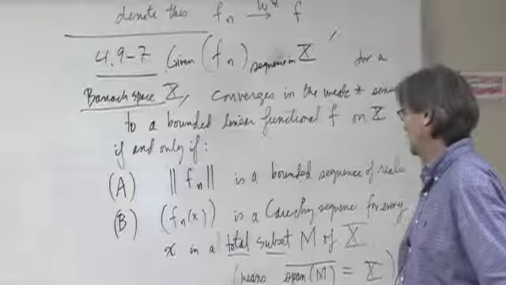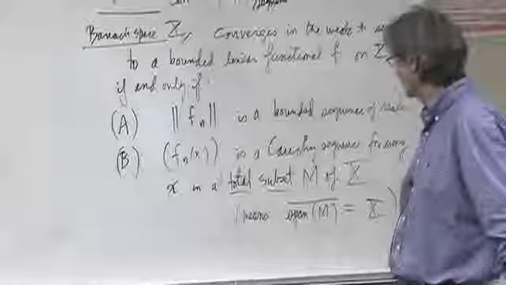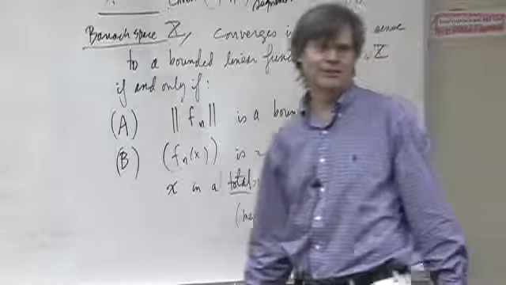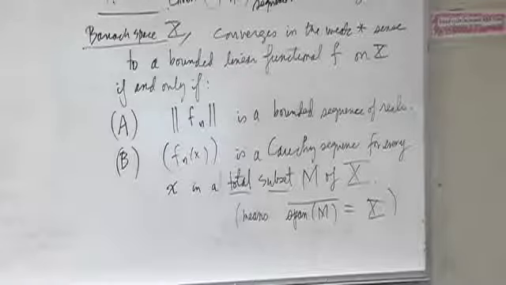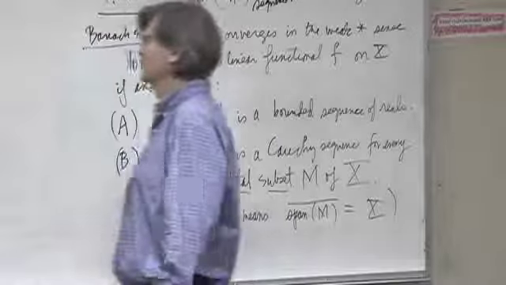Okay, what about B? Does that necessarily hold? Well, it says that should be a Cauchy sequence. Well, we assume that Fn of x is convergent for each x, and therefore in particular is Cauchy for each x in the whole space X. So B holds with M equals X, since convergence of Fn of x, a sequence of scalars, implies that Fn of x is Cauchy. So B holds. So those are necessary conditions.